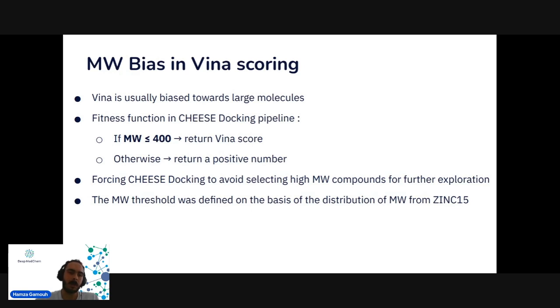So here we define the fitness function in this docking pipeline to include a threshold over the molecular weight. If the molecular weight is less than the threshold, we return the Vina score. Otherwise, we return a big positive number. This number is taken from the distribution of molecular weight from Zinc 15. We've drawn the distribution of molecular weight from Zinc 15, and we defined a threshold where most of the compounds lie. This strategy will force cheese to not select high molecular weight compounds for the exploration process.